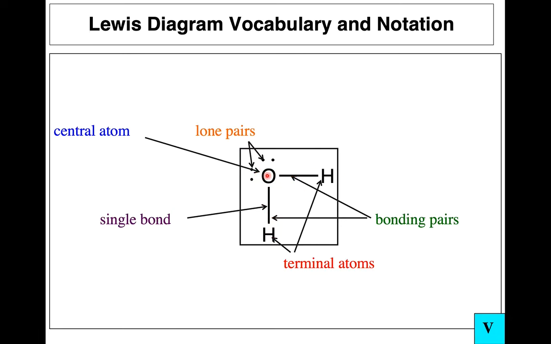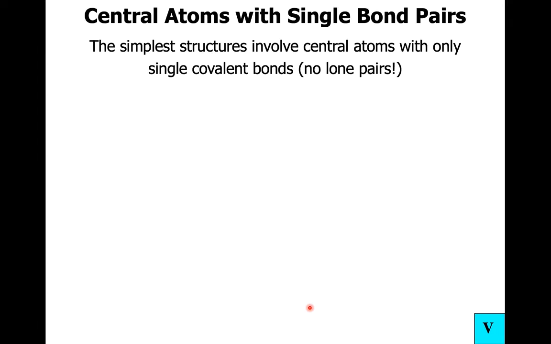So most of the time when we were doing Lewis structures, we had something that had a central atom, and for water, that's oxygen. It has these four dots around it, which are lone pairs of electrons. The lines that connect the hydrogens and the oxygen are single bonds. Those single bonds we can also call bonding pairs if we want. And then the hydrogens here are terminal atoms. A terminal atom is only connected to one other atom. A central atom is connected to two or more atoms.